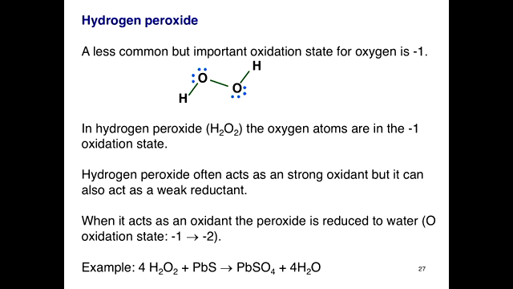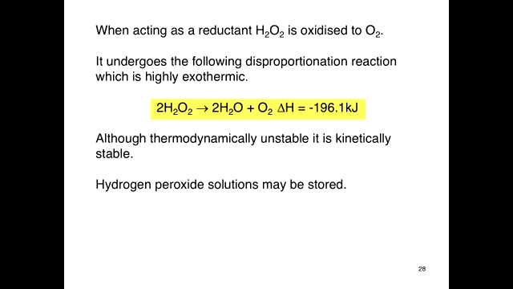So in peroxide, it can actually take another electron and go down to that nice stable -2 oxidation state, in which case it's going to be acting as an oxidant, or in some cases it can act as a reductant and go up to the 0 oxidation state. Here it is acting as an oxidant and taking lead sulfide to lead sulfate.